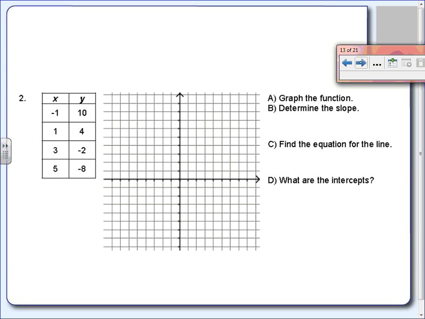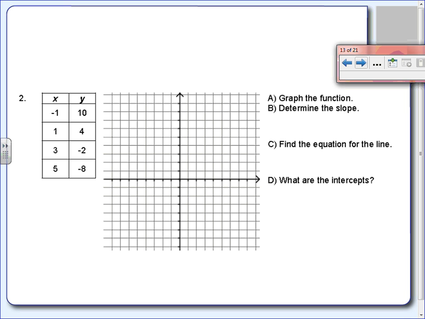Let's go to the next, a little bit different. On this one, they didn't give me the graph. What they gave me instead was a table. And from this table, I've got to come up with all this other information. So let me start with the graph. Let's go ahead and plot these points to come up with the graph.